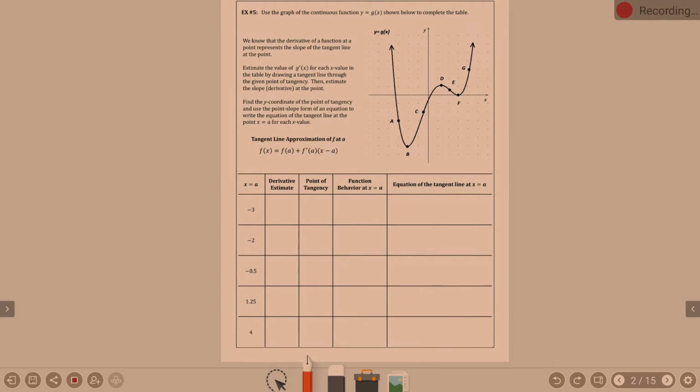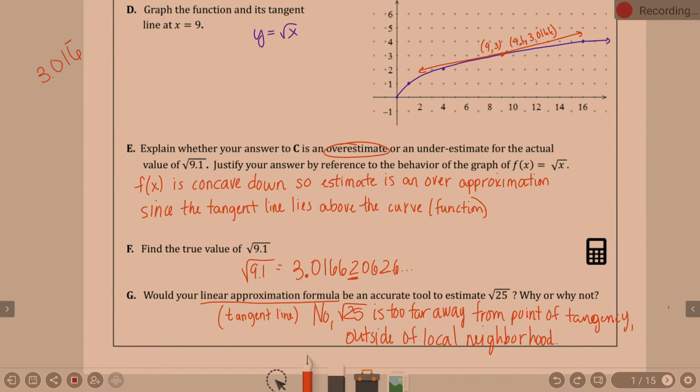On the next page: use the graph of the continuous function y equals g of x, shown below, to complete the table. We know that the derivative of a function at a point represents the slope of the tangent line at that point. We're being asked to estimate the value of g prime of x for each x value in the table by drawing a tangent line through the given point of tangency, then estimating the slope at that point. Find the y-coordinate of the point of tangency and use the point-slope form of an equation to write the equation of the tangent line at the point x equals a for each x value.